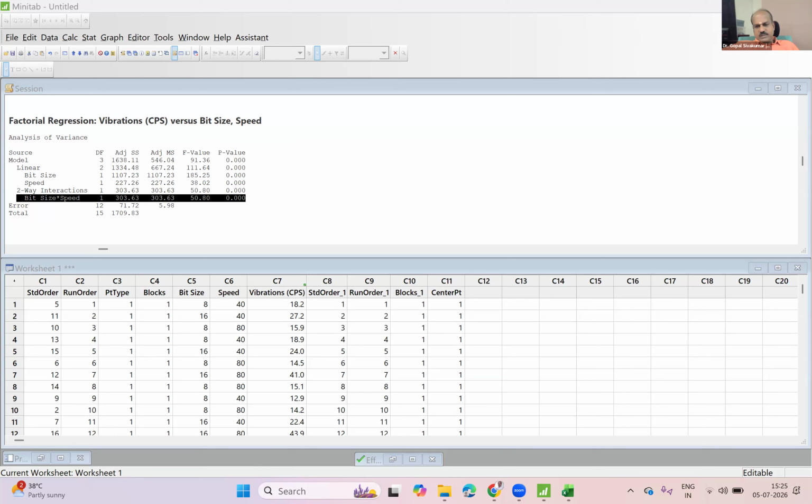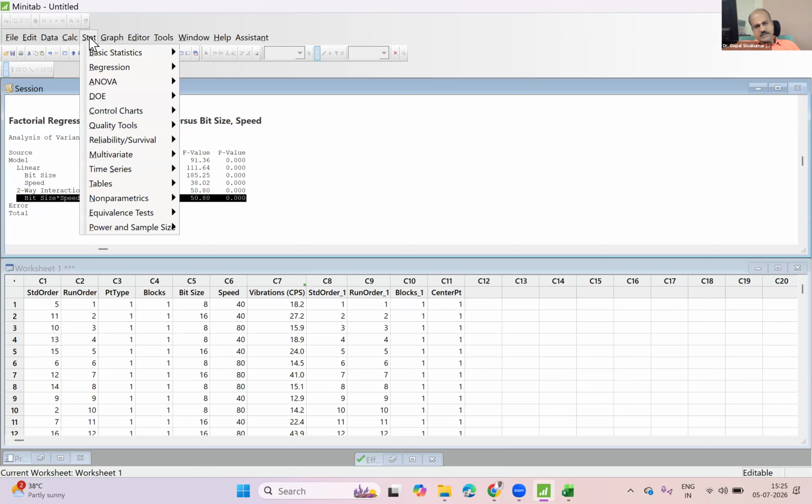So now in this case, both main effects are significant. Interaction effect also significant. Great. Now what should we do further? We now should find out which is the best out of the four. For that, what should we do? We should go for a factorial plot, right?